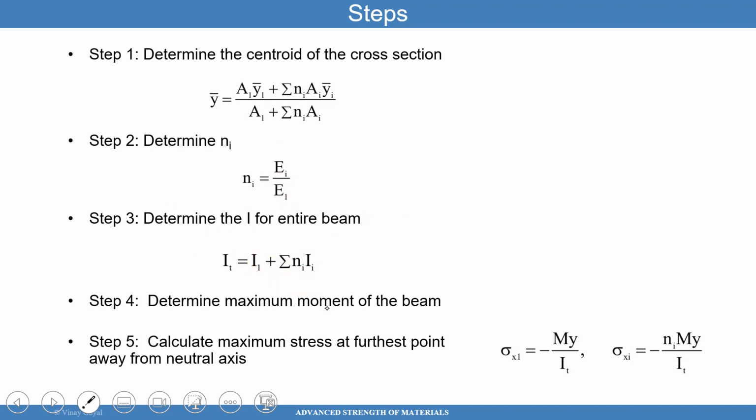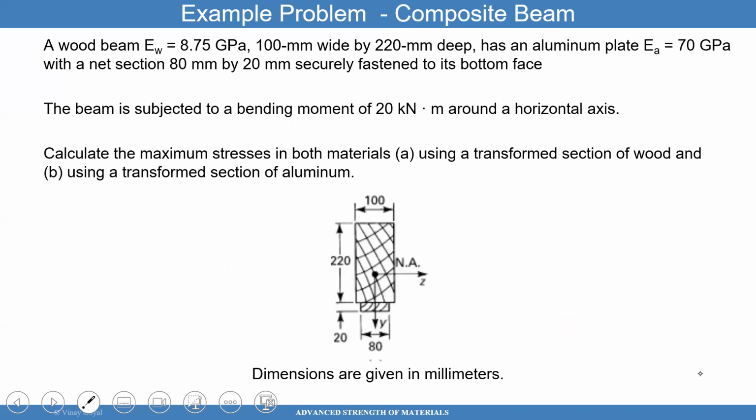We'll then determine the maximum moment of the beam. And then we'll calculate the maximum stress at the furthest point away from the neutral axis. In this case, you'll just use this formula and then figure out where the neutral axis is, and the furthest point will have the highest stress from that point away. So that was step by step, but let's apply that to a problem.